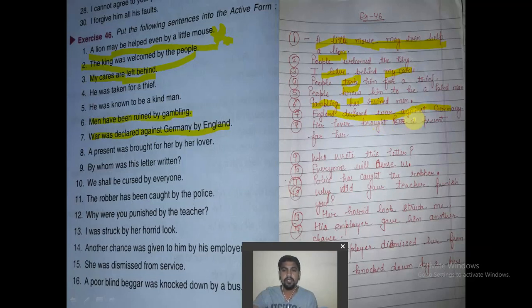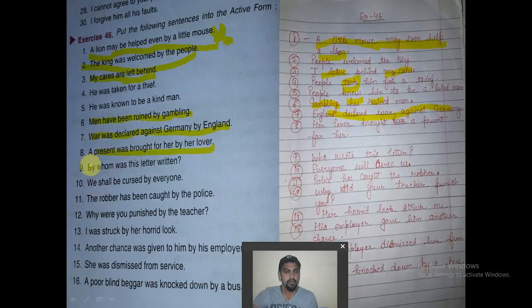Her lover brought a present for her. For her would be at last. If we write her lover brought for her a present, that is okay, but still it looks awkward to write like that. So simply we're going to write her lover brought a present for her. Then the ninth statement we're going to work on now.